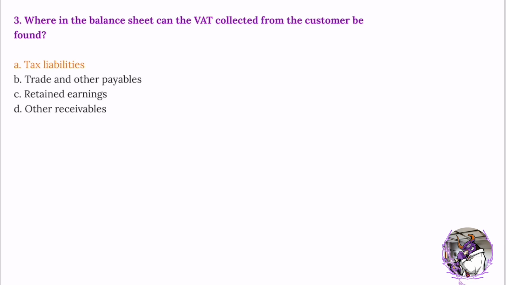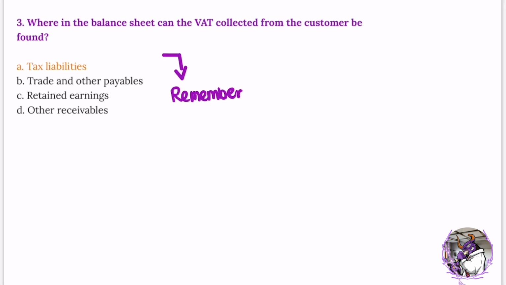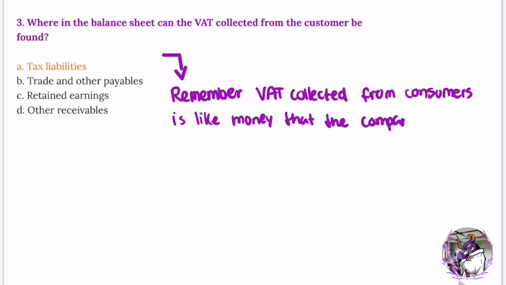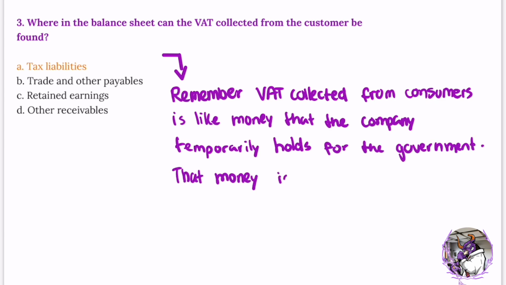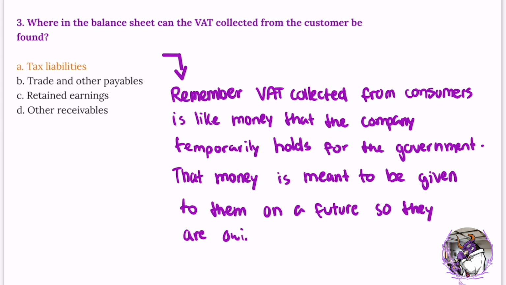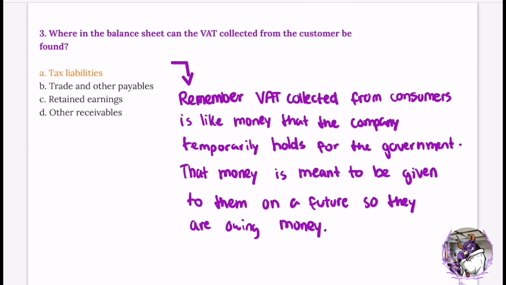Now, question number 3. Where in the balance sheet can the VAT collected from the customers be found? And the correct answer is A, tax liabilities. Because we need to remember that VAT collected from consumers is like money that the company temporarily holds for the government. That money is meant to be given to them in the future, so they are basically owing money. That's why the VAT collected is located in the tax liabilities.